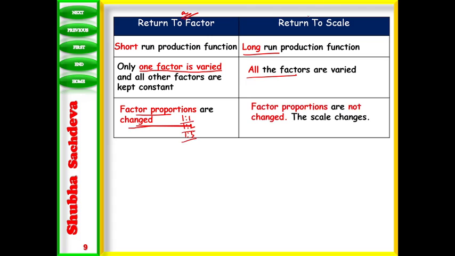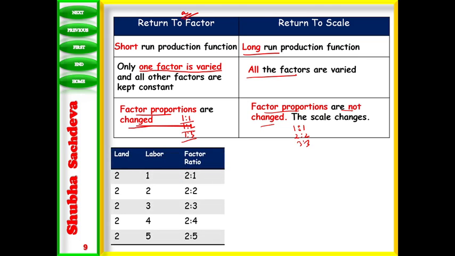And when we talk about returns to scale, the factor proportions are not changed. That means 1:1 increase होंगी, सारी चीज़ें change हो सकती हैं. Land भी increase होगा, labor भी increase होगी. 1:1, 2:2, 3:3. So here the scale does not change. Scale means here the factor proportion does not change, but the time period or scale changes. In the returns to a factor, factor proportions are changed.